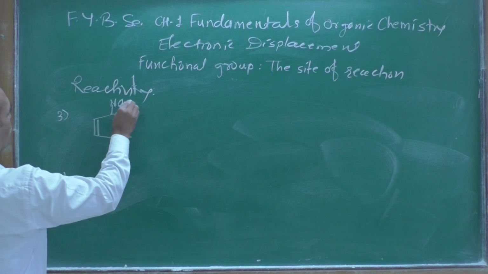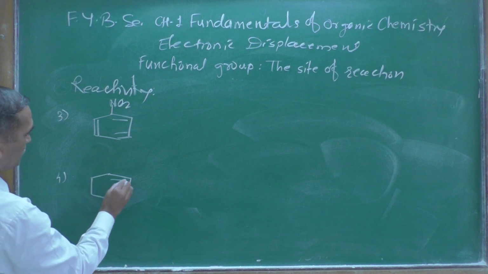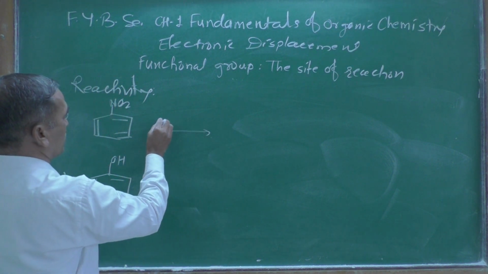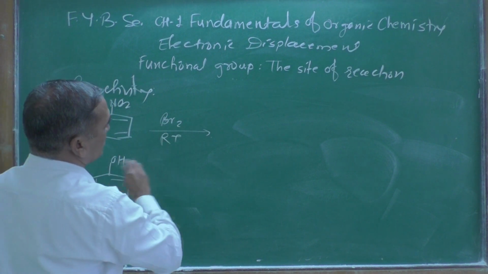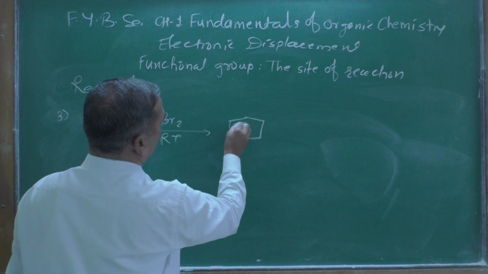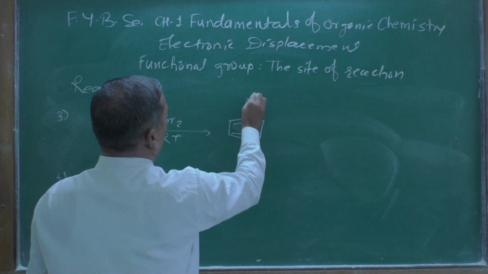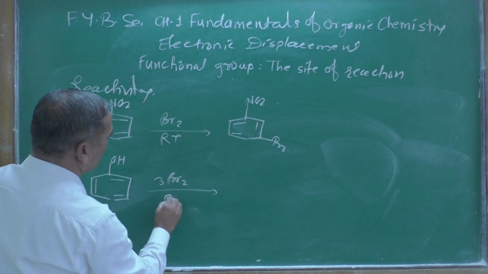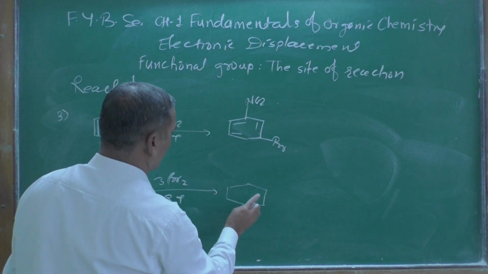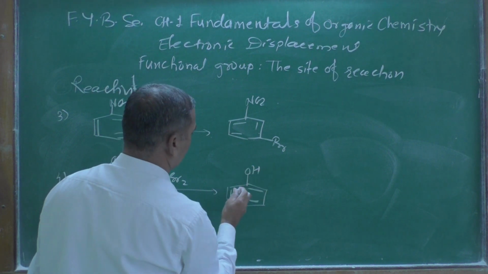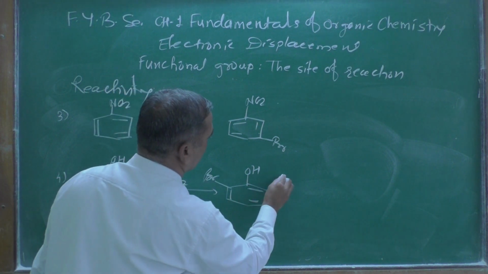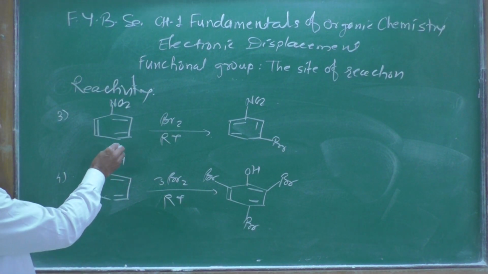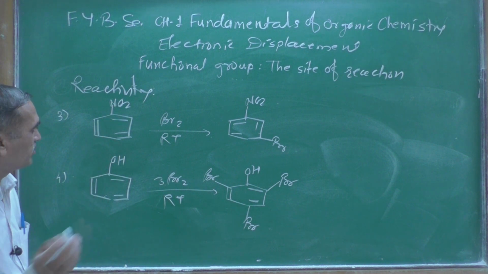Here is a NO2, and here I am taking benzene. Both are benzene, but the two are different compounds. When nitrobenzene reacts with Br2 at room temperature, the resulting product will be this one, with NO2 and a Br. Now I am adding 3Br2 at room temperature. We are going to get the product, this one, OH, then Br here, Br and Br, right?